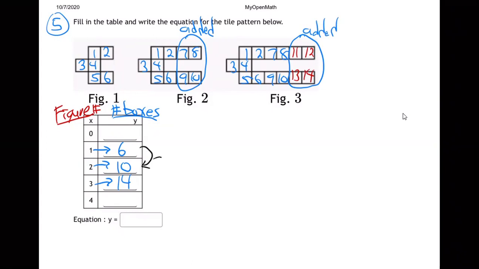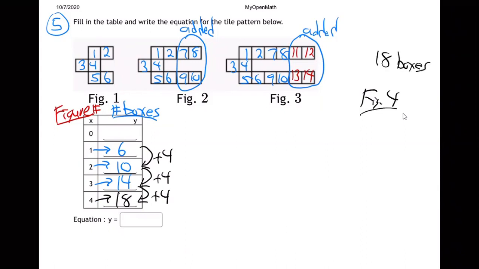It's just adding 4, adding 4. So what's figure number 4 going to be? 18, right? That's pretty easy. Even though they don't show figure number 4, I know it's got to have 18 boxes. We know that, right? What about figure 0? They're not showing figure 0.